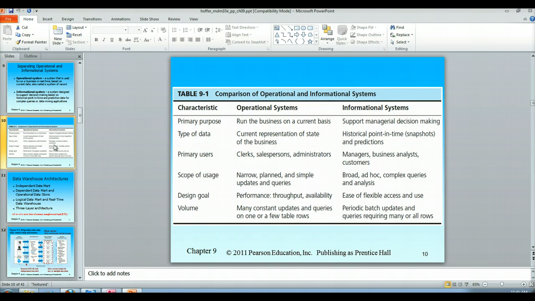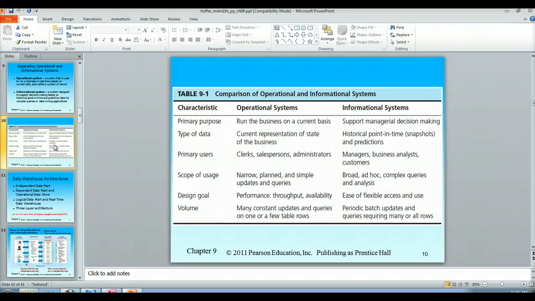So your primary purpose of an operational system is to run the business. Your informational system is to support managerial decision making. What type of data? The operational system is your current state of the business. That's what they call online transaction processing, or OLTP. The informational system is OLAP, online analytical processing, made up of point-in-time snapshots and predictions.